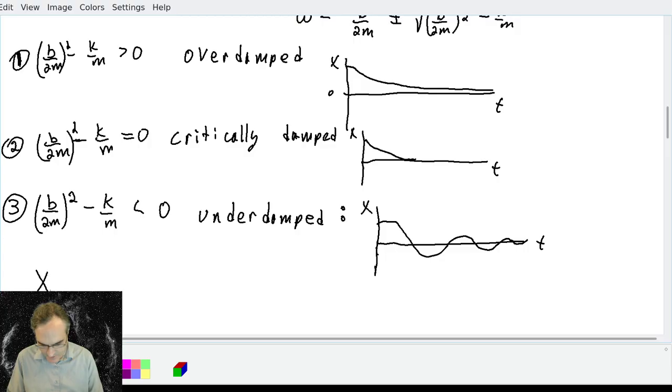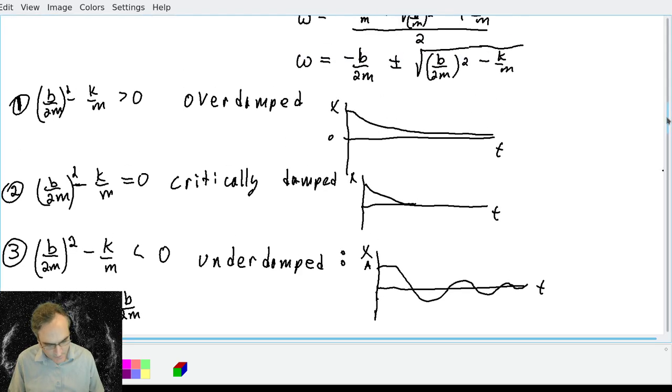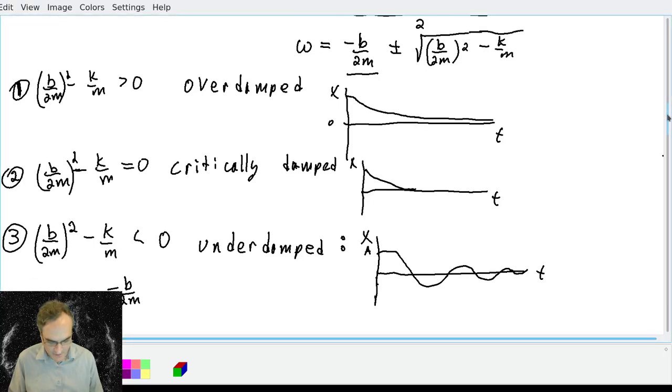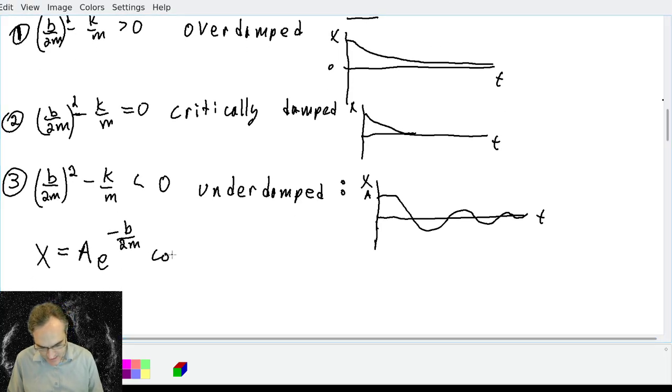And we have a solution for that. X would look like some amplitude, your release point, times e to the minus b over 2m. And I want to point this out. The b over 2m was there since we assumed the form of an exponential, that's actually going to exist no matter what we do. We'll have a damping term. And then we'd have a cosine of omega t plus the phase.